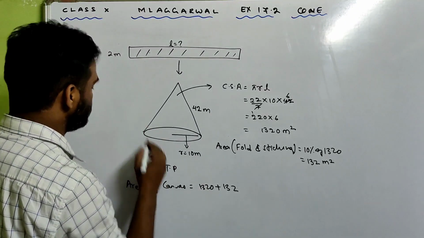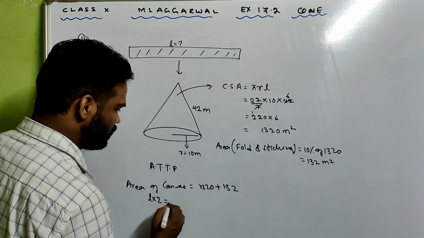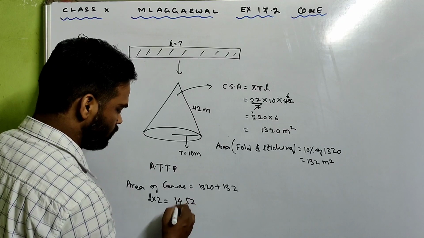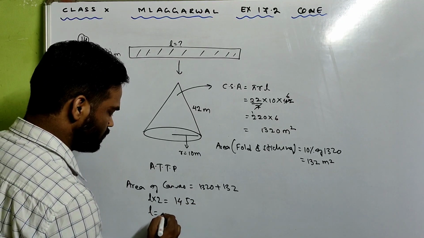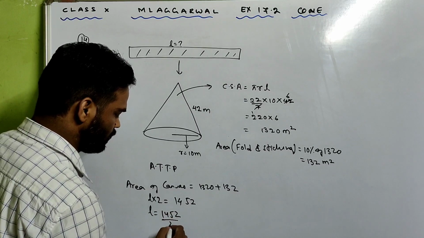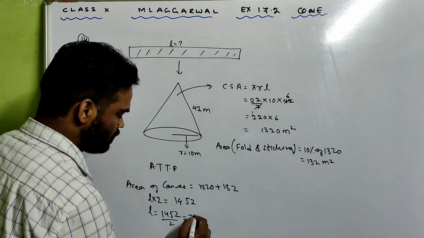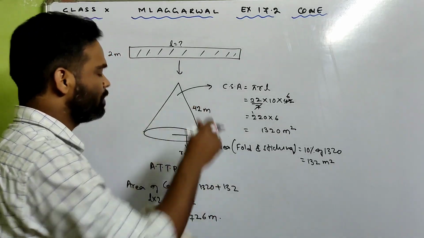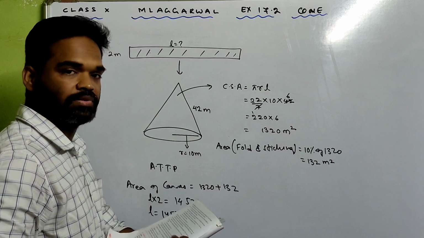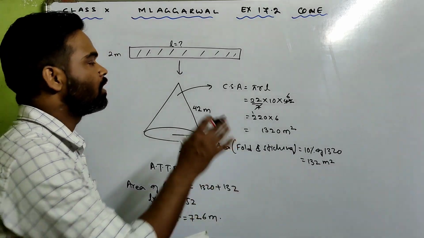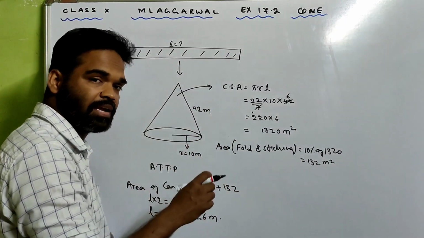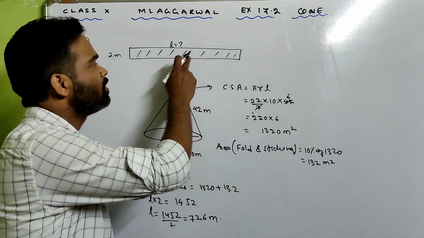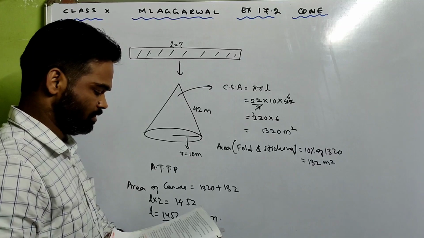Now area of canvas is what? Length into breadth, that's l into 2. This is 1452, so l is 1452 by 2, that's 726 meter. Yeah, that should be the length of the canvas. Got it? The curved surface area of the cone plus the area required for folding and stitching, the sum of these two will be equal to the area of the canvas.